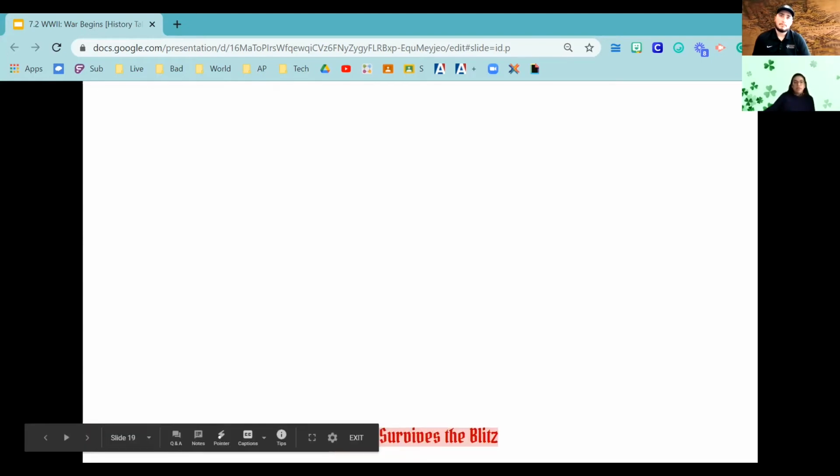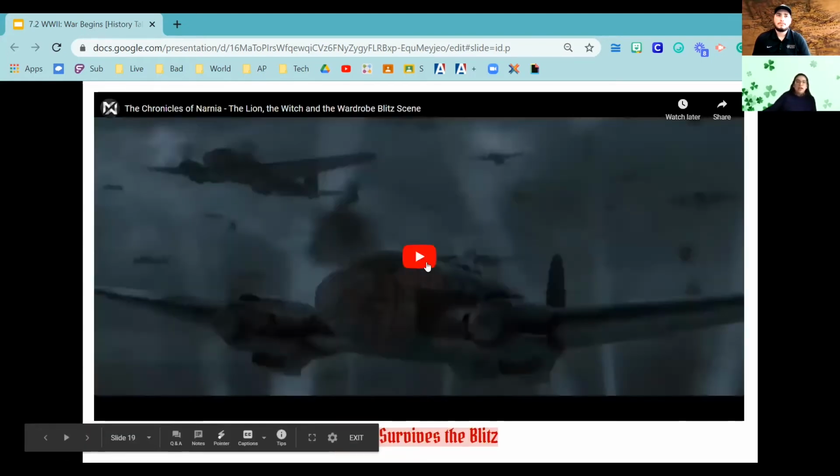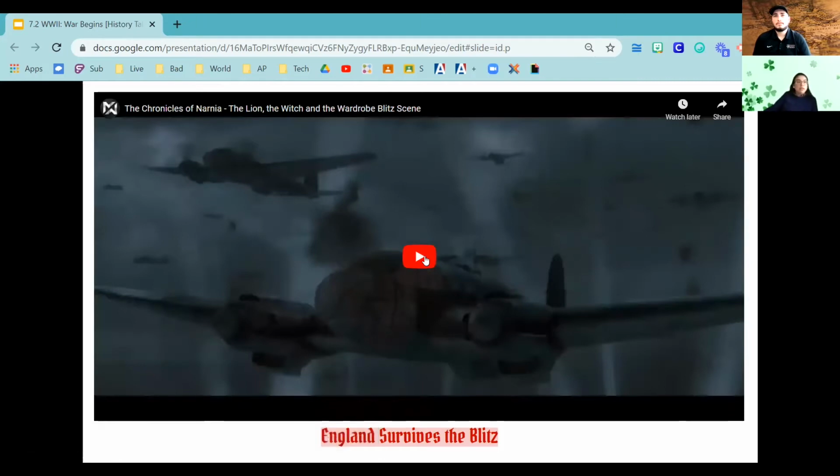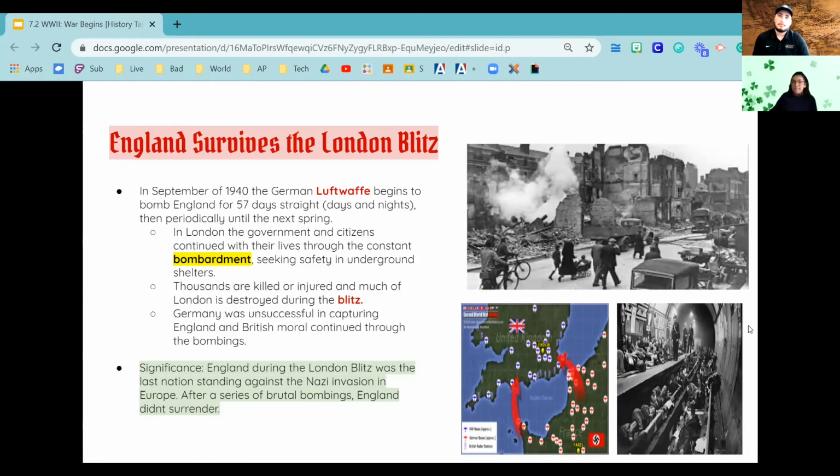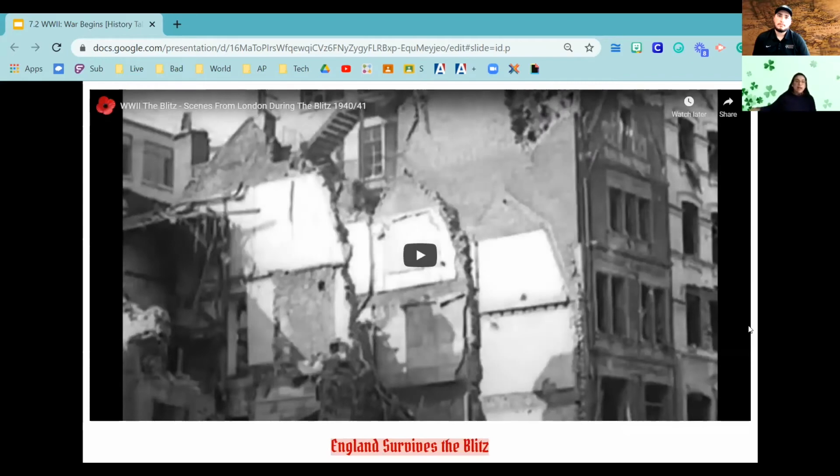Let's go ahead into our next slide and we can see a little bit more about what the bombing looked like. Let's see what that looked like.